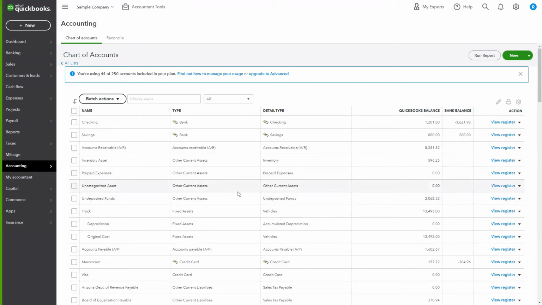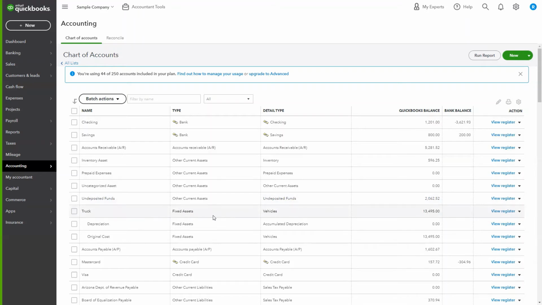Other current assets. Now, there's a lot of different things that can fall into this, but typically this is assets that can be turned into cash within a year. Undeposited funds. This is a holding account for QuickBooks. When a customer makes a payment directly through QuickBooks, the funds appear here until they've been deposited into your bank account. This takes a day or two.